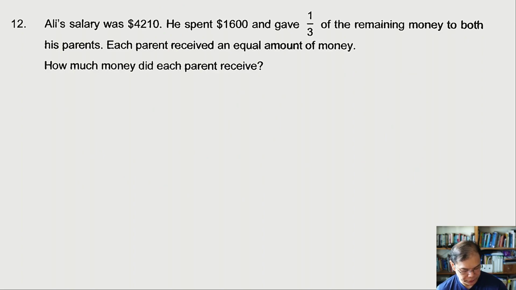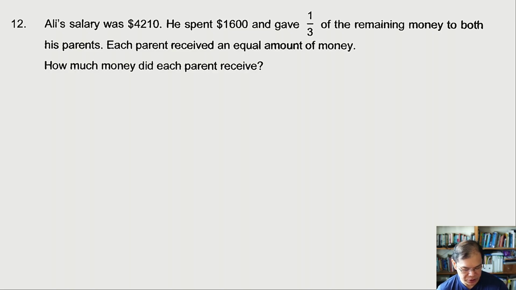Number 12. Ali's salary was $4,210. He spent $1,600 and gave 1/3 of the remaining money to both his parents. His parents received an equal amount of money. How much money did each parent receive?